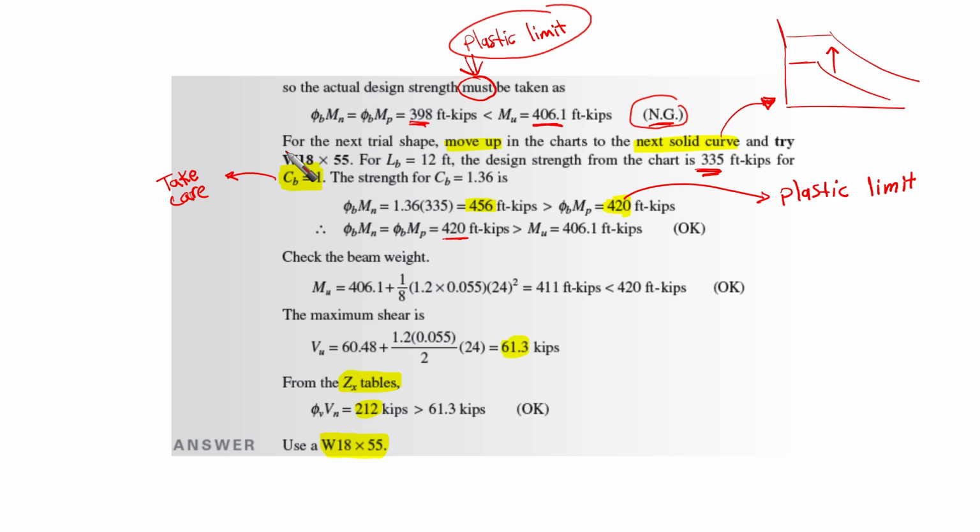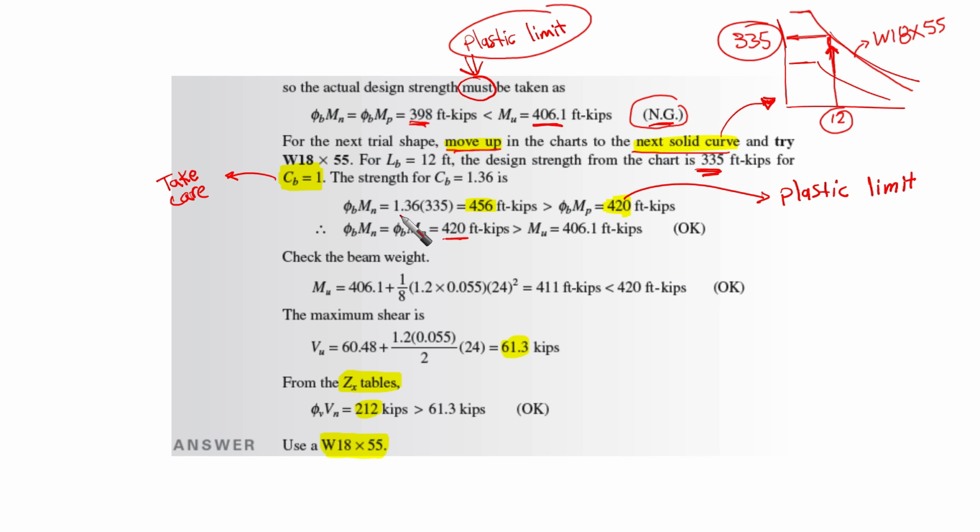Then we are going to try the next shape. We're going to move up, as I showed you a few seconds ago in the charts, to the next solid curve and try. This curve was W18 by 55. For the same Lb of 12, the design strength from the chart is 335. When we hit this curve, it was something like this, and we found that it is 335.